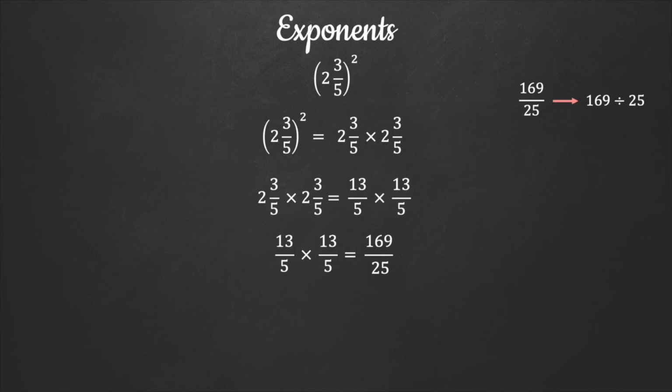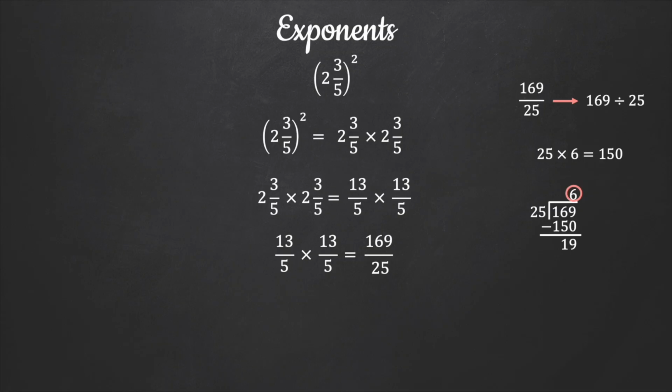In order to do so, we have to do 169 divided by 25. So we're going to set up our long division. 25 does not go into 1. 25 does not go into 16. But 25 goes into 169 6 times. And 25 times 6 is equal to 150. So we're going to go ahead and subtract 169 minus 150, and that equals 19.